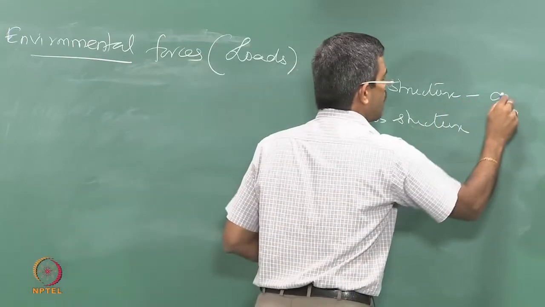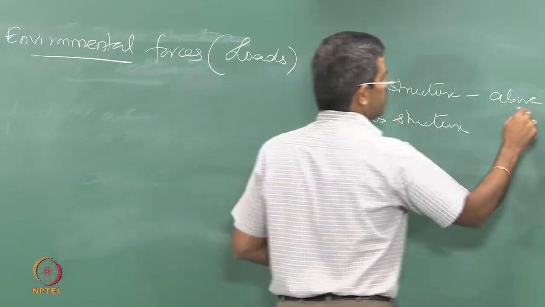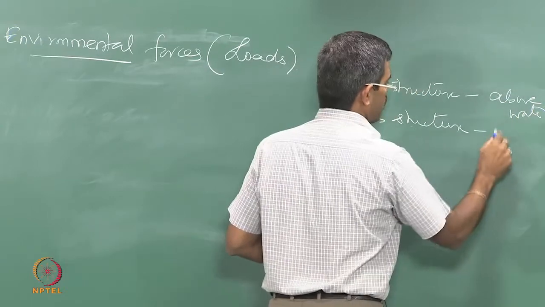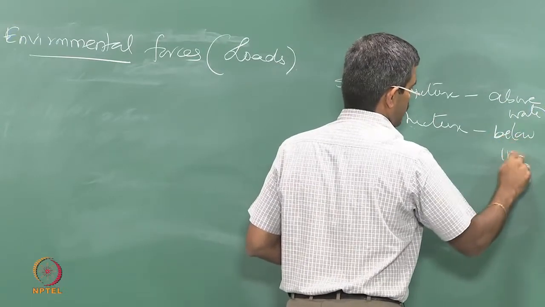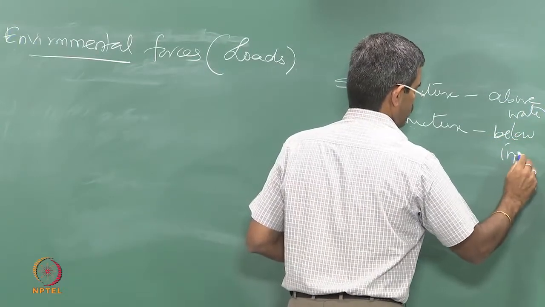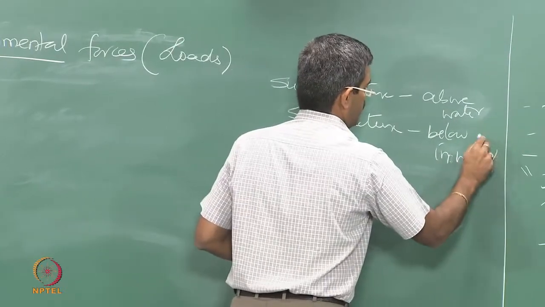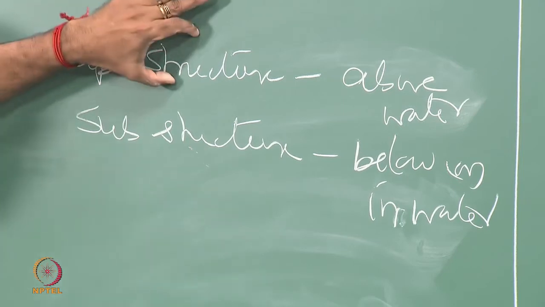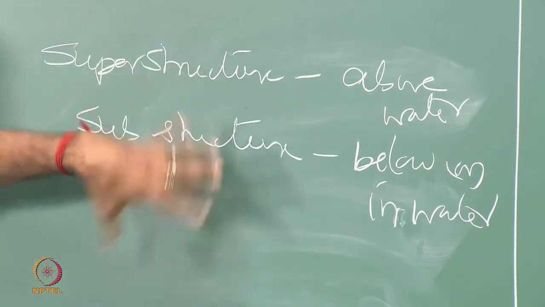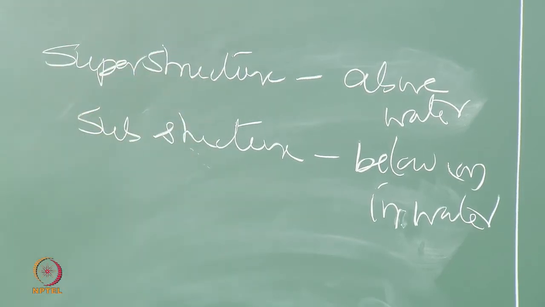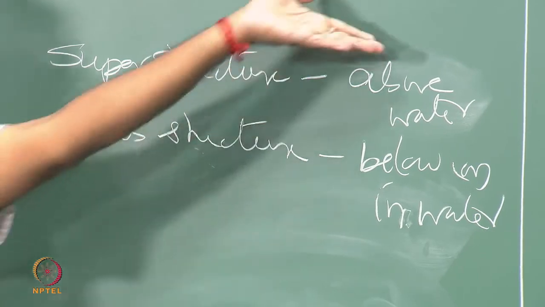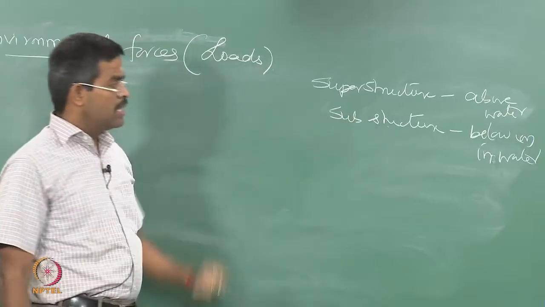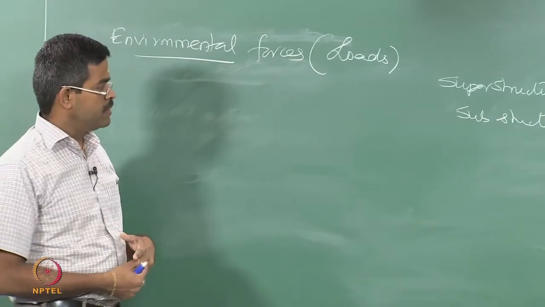Superstructure is one which is above water, substructure is one which is below or in water. Whereas in land based structures, superstructure is one which is above soil and substructure is in foundation. Whereas in offshore structures, the one which is above water is superstructure, the one which is in water or inside water is substructure.